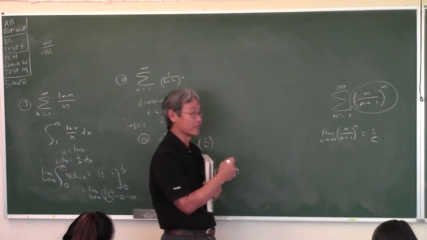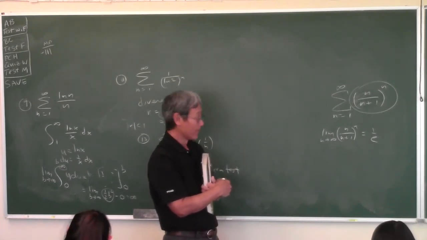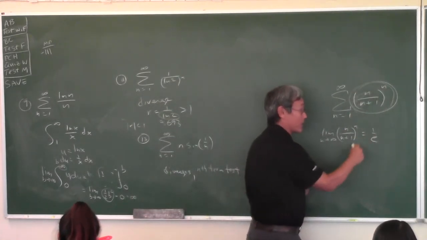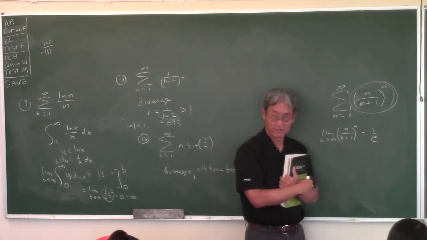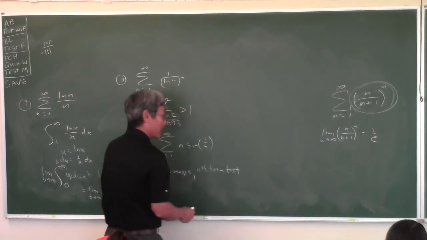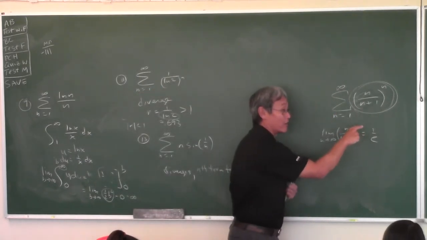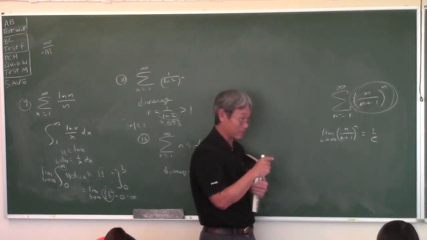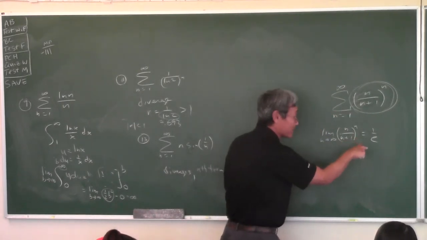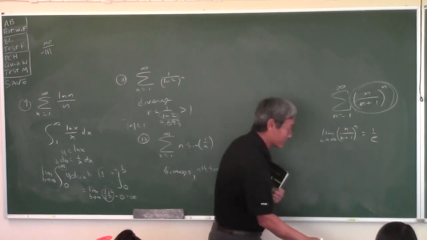This is called the nth term test for divergence. If this thing as a sequence does not go to 0, automatic diverge. If it does go to 0, then it might converge, so you gotta use other tests. You guys understand? If it goes to any other number besides zero, diverge.